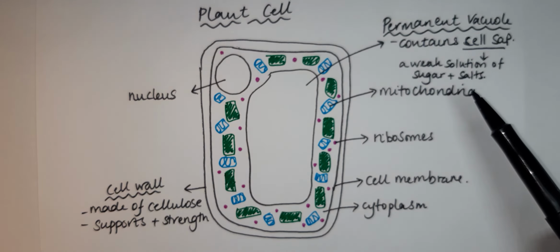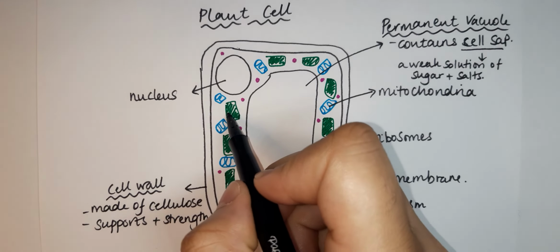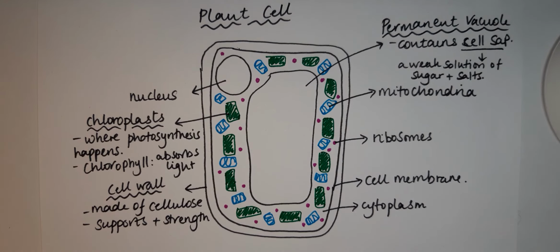And finally, the third thing that's in a plant cell that is not in an animal cell, subcellular structure, is the chloroplasts. Now, these are the green parts here. And they are actually green in the cell, the plant cell. And it's where the photosynthesis happens. And it makes a green substance called chlorophyll, which absorbs the light that's needed for the photosynthesis. So that is what chloroplast does. Yeah. So that is the plant cell and all the subcellular structures that are in a plant cell.